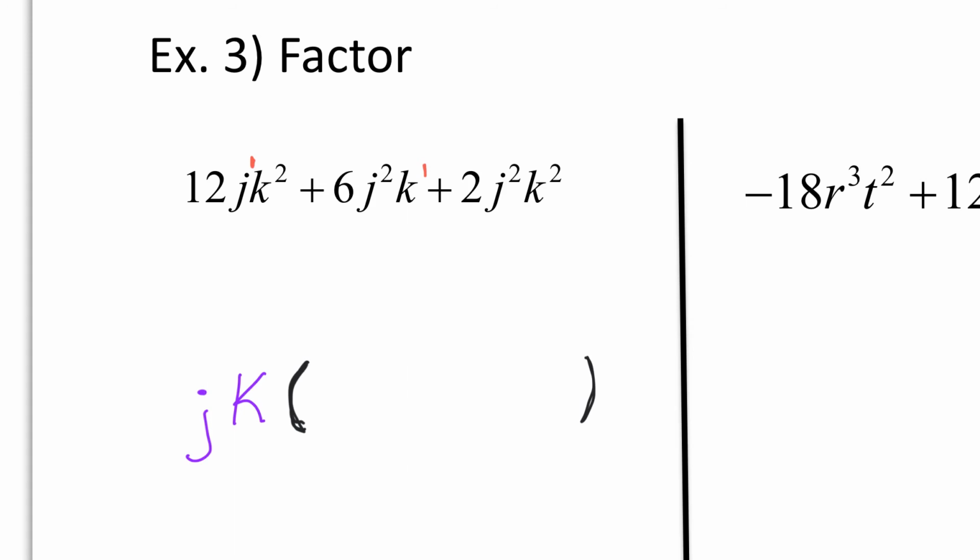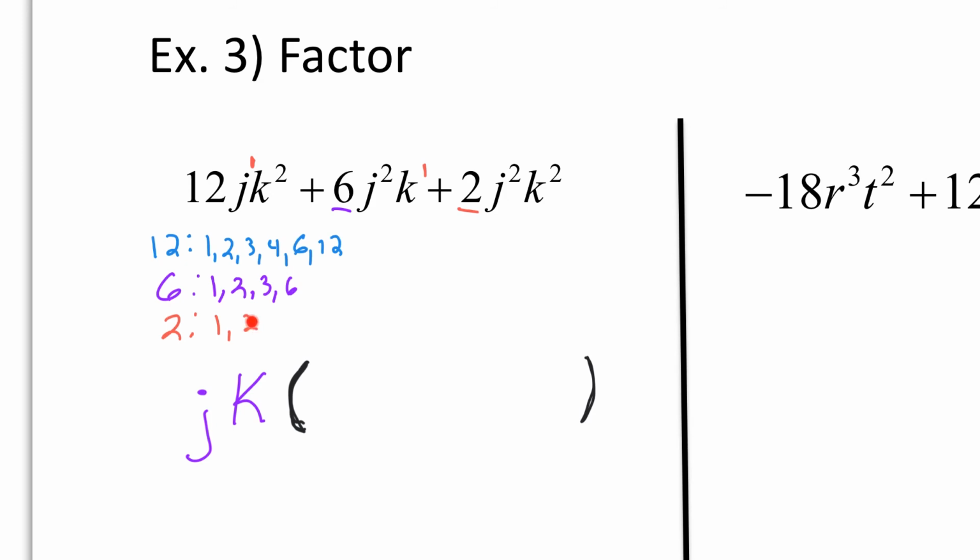Now, for the numbers. We do have 3 different numbers. So I'm going to start with the 12, okay? I'm going to do the list here to show you guys how to find the greatest common factor for 3 numbers. But it's the same idea. So for the 12, you guys need to find the factors: the 1, the 2, the 3, the 4, the 6, and the 12. For the 6, which is this number here, it is the 1, the 2, the 3, and the 6. And for the 2, right here, 1 and 2. Those are the only factors for number 2.